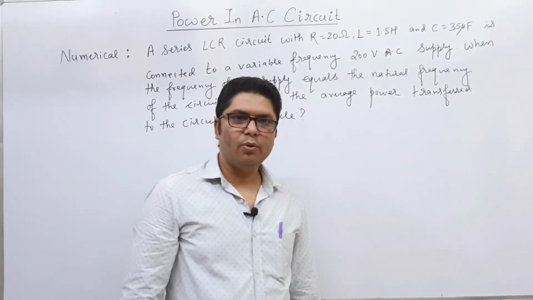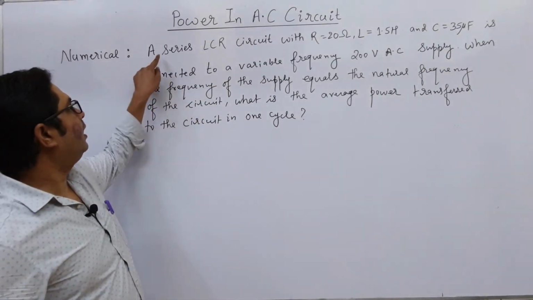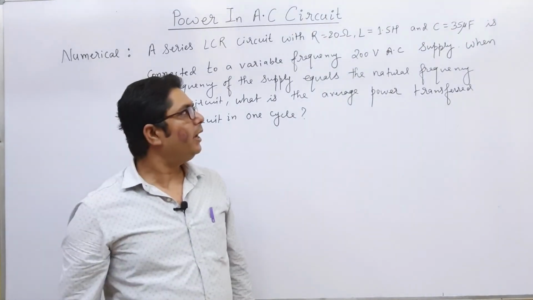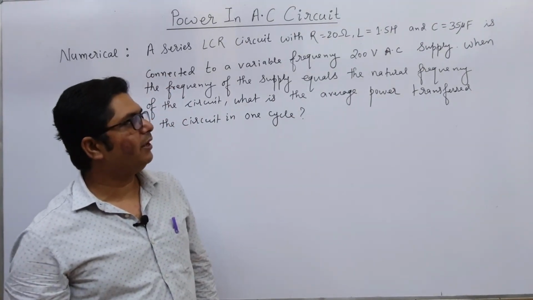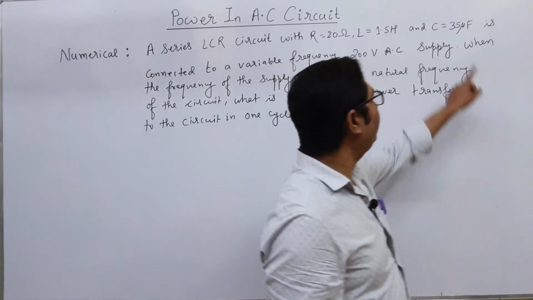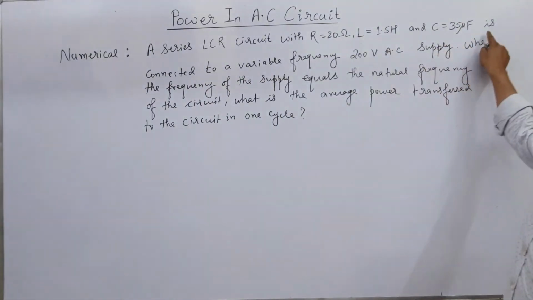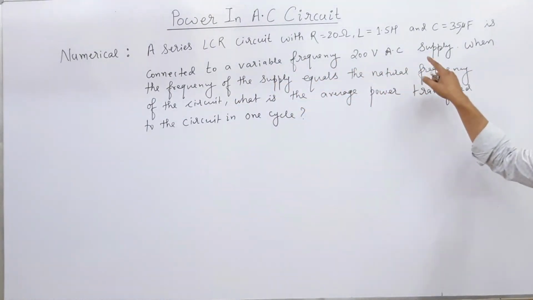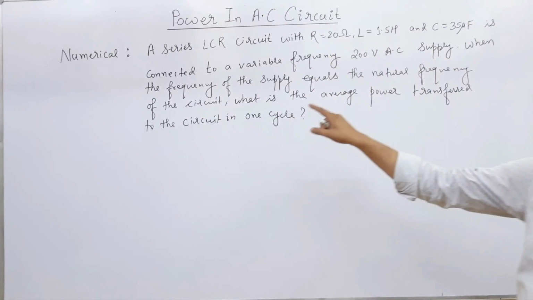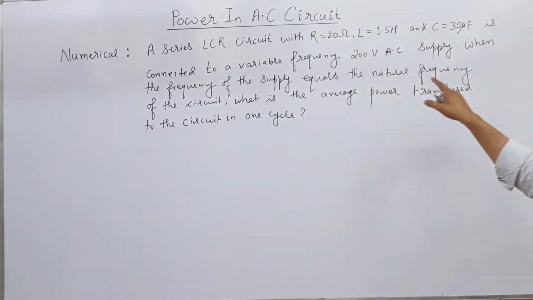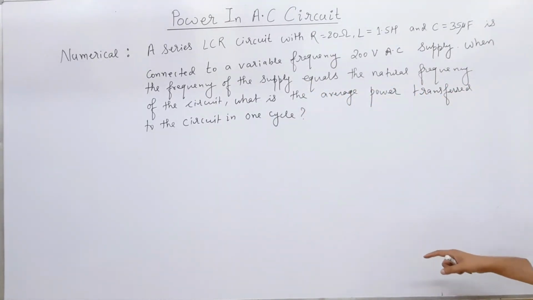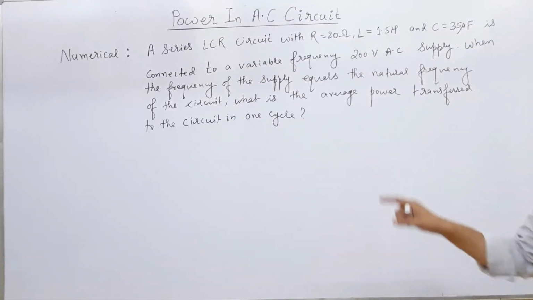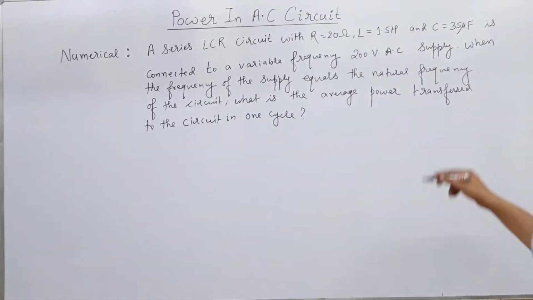Now let us see a numerical. A series LCR circuit with R equals to 20 ohm, L equals to 1.5 Henry and C equals to 35 microfarad is connected to a variable frequency 200 volt AC supply. When the frequency of the supply equals the natural frequency of the circuit, what is the average power transferred to the circuit in one cycle? Let us see the solution.